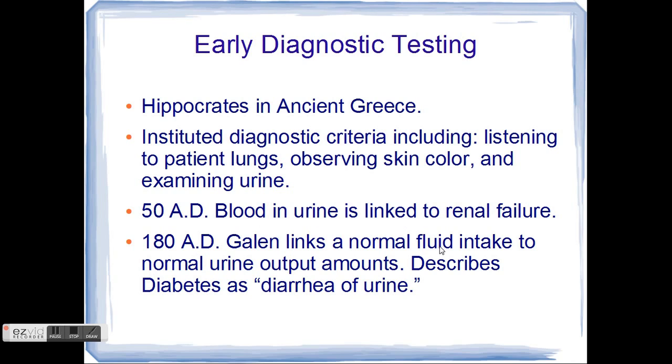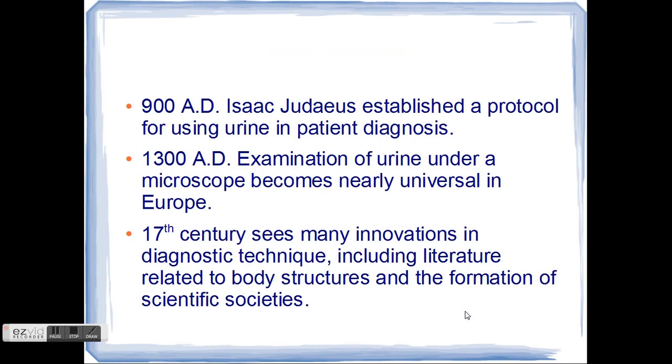In 180 AD, Galen, another early physician, links a normal fluid intake to normal urine output amounts. And he then describes diabetes as diarrhea of urine. 900 AD, Isaac Judaeus establishes a protocol for using urine in patient diagnosis. In 1300 AD, examination of urine under a microscope becomes nearly universal in Europe.